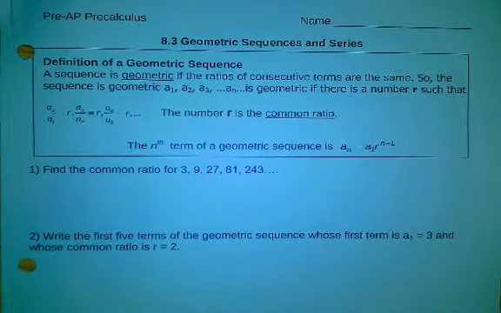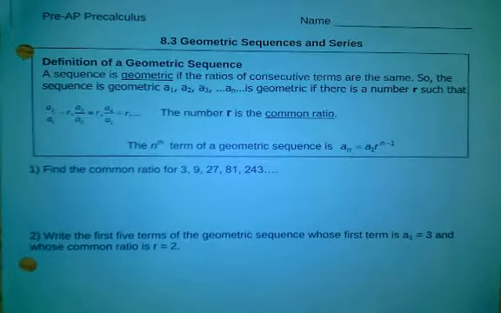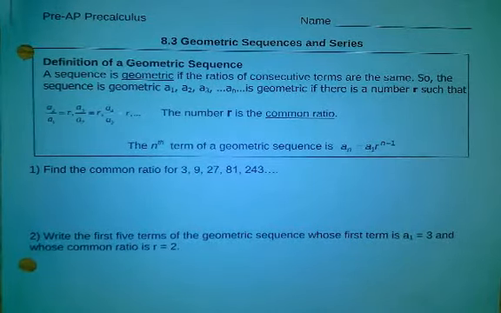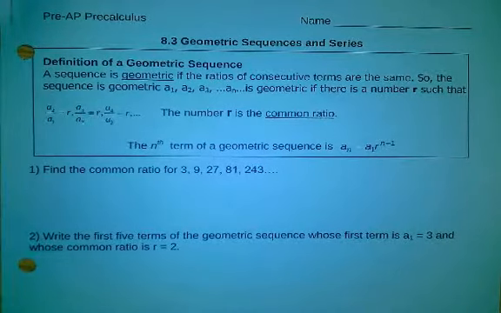So for geometric sequence, a little bit different than arithmetic. Arithmetic added a number every single time. Geometric is going to multiply a number every single time. I mean, or it could be dividing, because those are the same thing, really. It could be multiplying by a fraction or dividing by whatever that bottom number is.